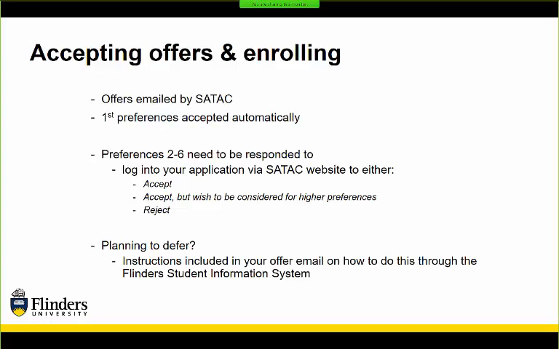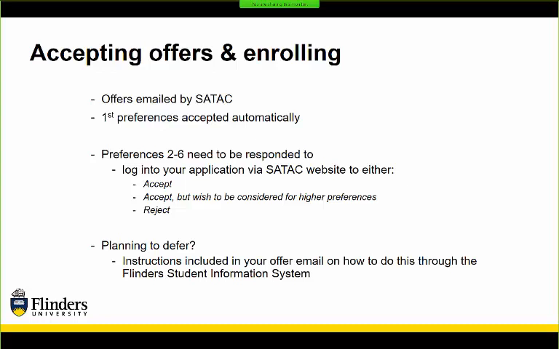However, if you receive an offer to your 2nd to 6th preferences, you will need to accept or reject these offers. The cool thing here though is that you can accept your offer. So just say you're made an offer into health sciences, you want to get into physiotherapy, because you've listed health sciences as your second preference, you can accept this offer but wish to be considered for higher preferences.